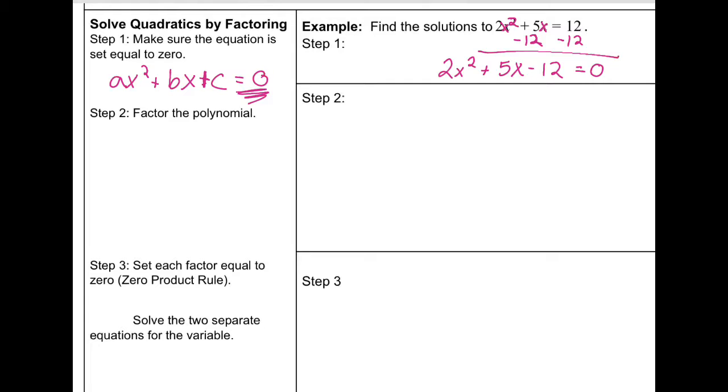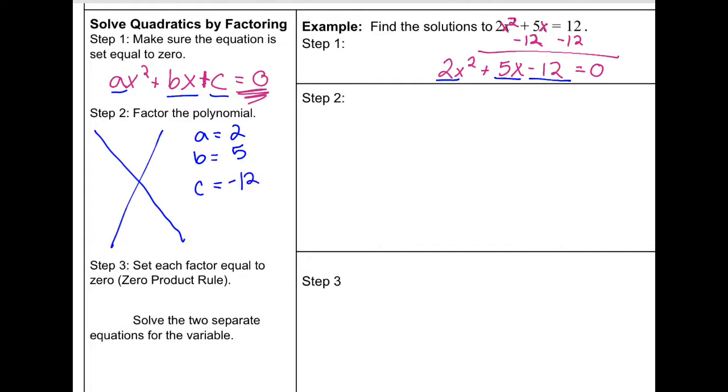So for step 2, the first thing that you want to do when you're factoring is to list out the A, B, and C values so that you can complete an X puzzle, or sum and product puzzle. So in standard form, A is in front of x squared, so in that case 2. B is in front of x, which is a positive 5. And our C is our constant, which is a negative 12.